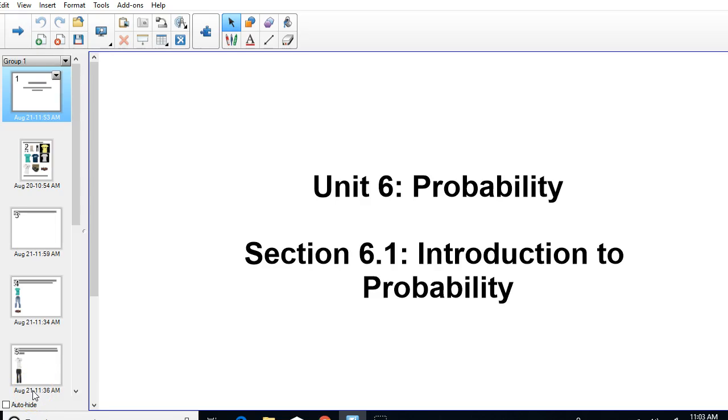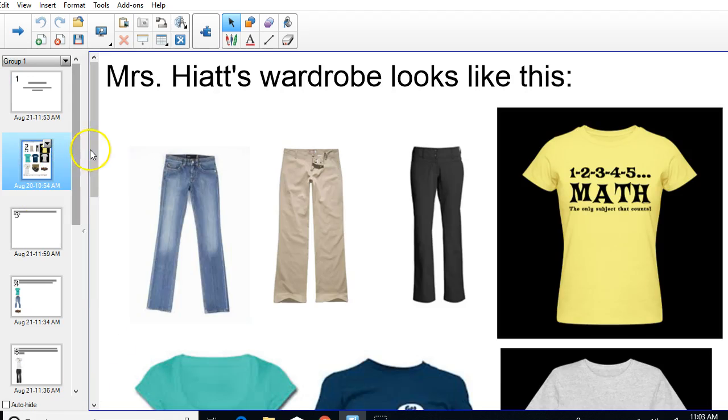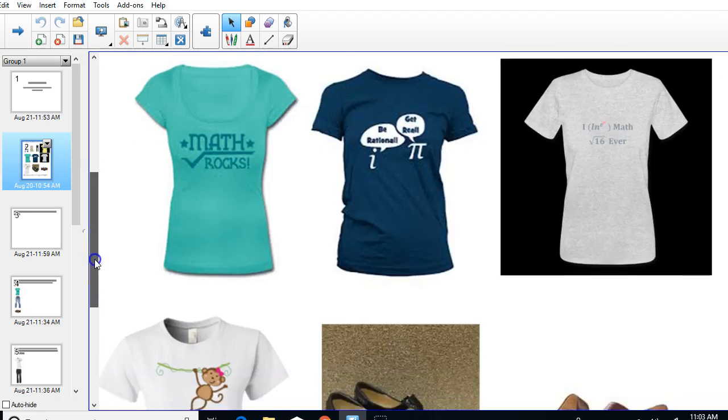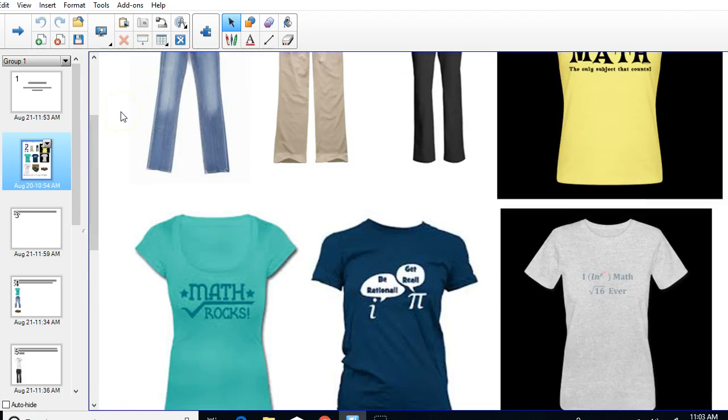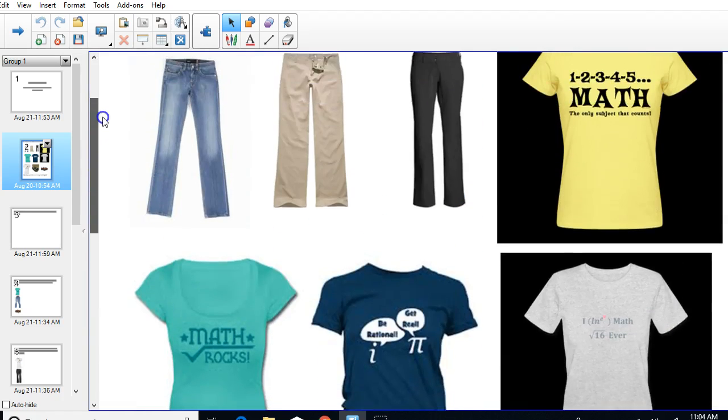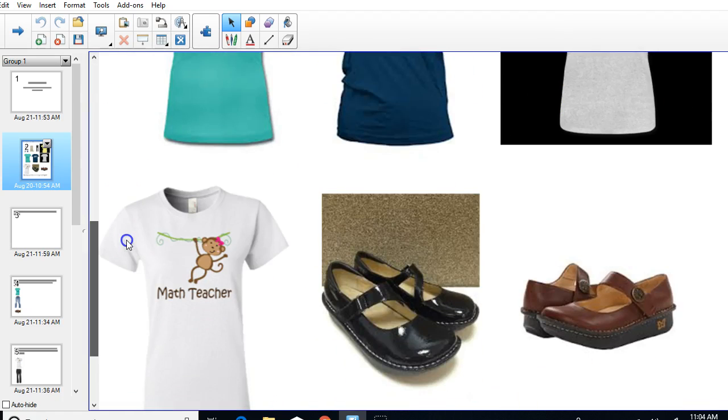We're going to explore a few things and look at some different vocabulary that deals with probability. So the first thing you're going to do is, this is my wardrobe here. For my wardrobe, I have 3 pair of pants. I have 5 different math t-shirts. And I have a black pair of shoes and a brown pair of shoes.